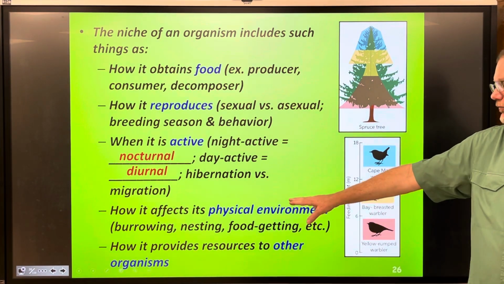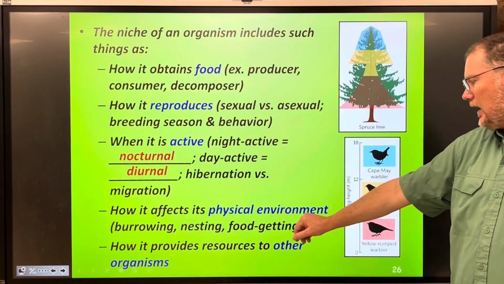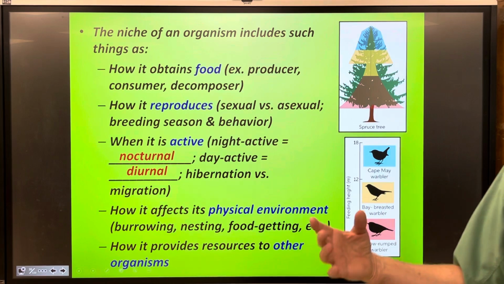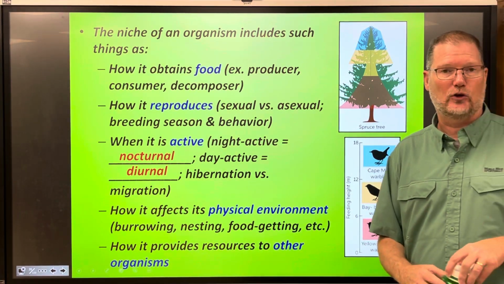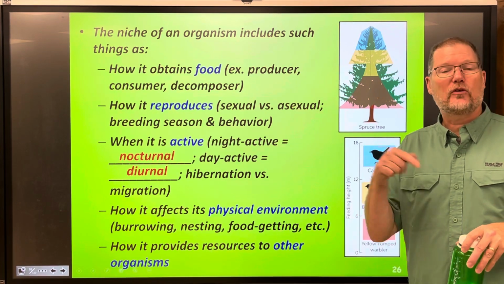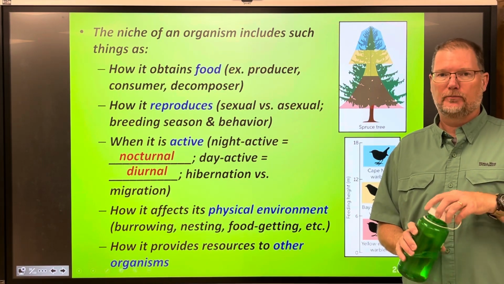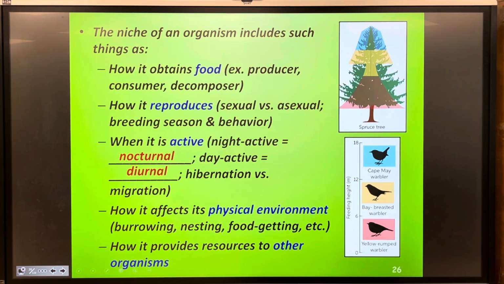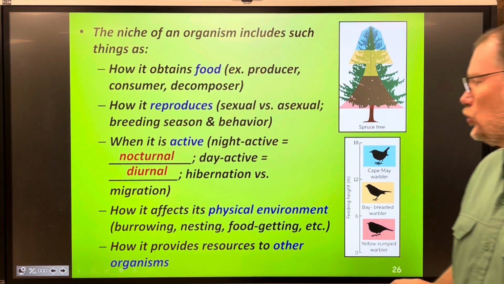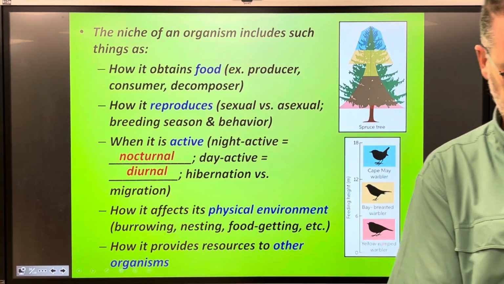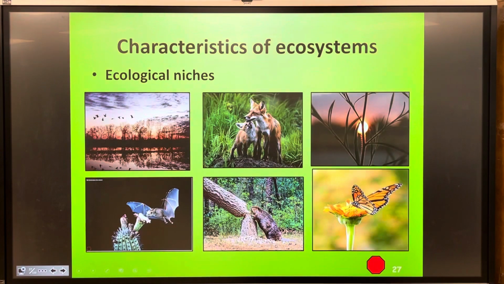And then a physical environment and providing resources for other organisms. So a gopher tortoise, we have gopher tortoises here in Florida, right in this community. They dig holes, right? But other things live inside those holes as well. So the gopher tortoise is providing a resource to other organisms. That's its role. And so here are some ecological niches.